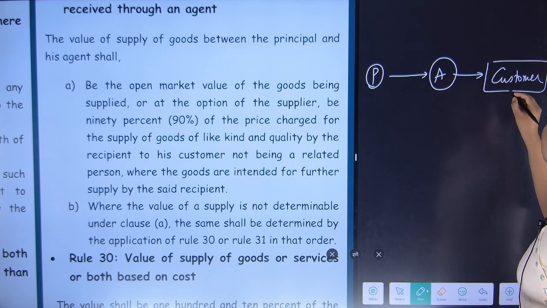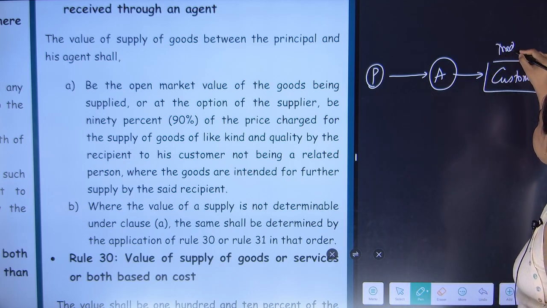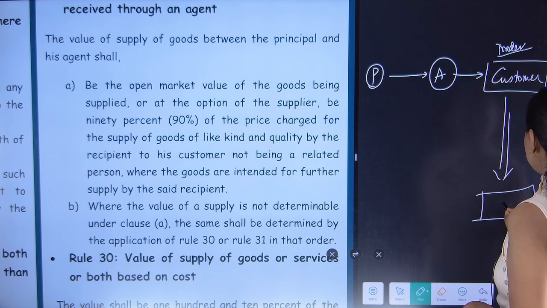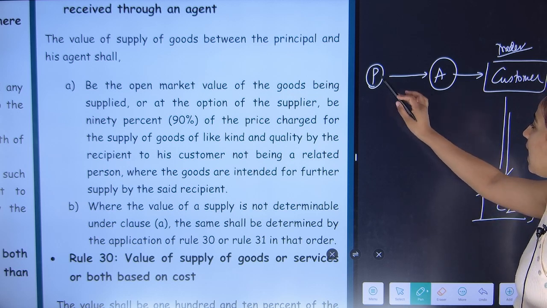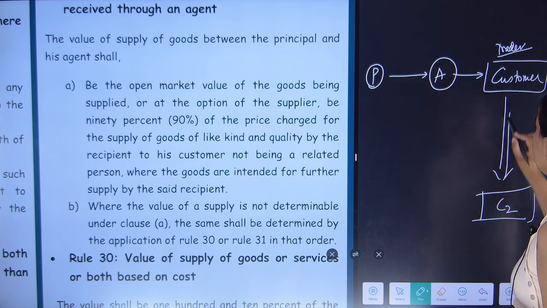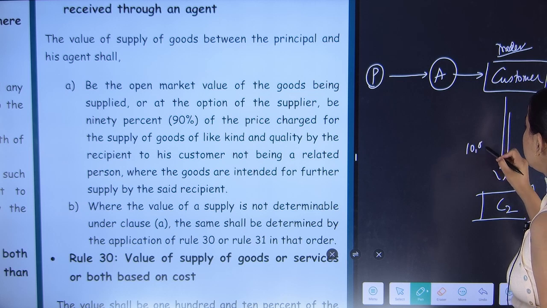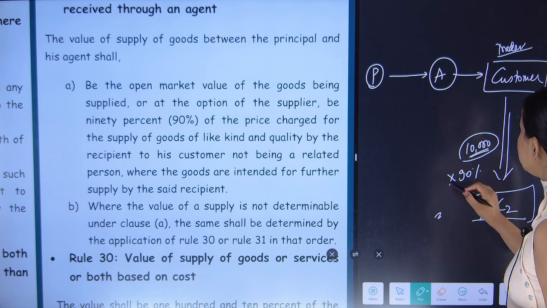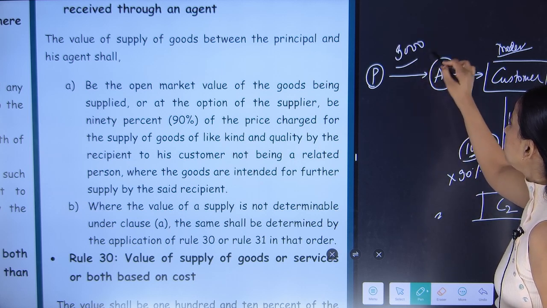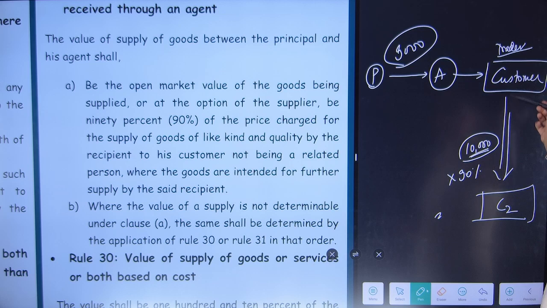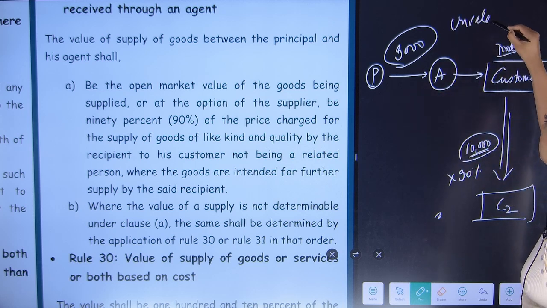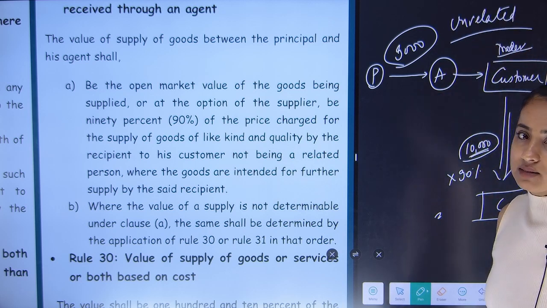Clear? Now this is the customer. Let's say he is also a trader. He is going to sell these goods to his customer. This is customer number 2. Now, when I am selling these goods through the agent, let's say he is selling this at 10,000 rupees. You take this value into 90%. This is 9,000. So, my value of supply can be this. Clear? Whatever he is selling to his customer, you take 90%, and these people should not be related. That is, all these people should be unrelated parties. Clear? Yes, as simple as it can get.